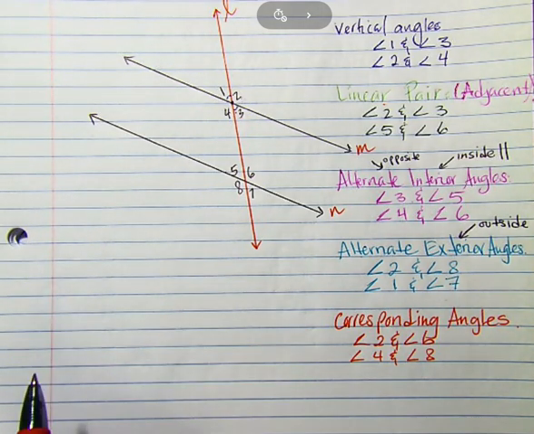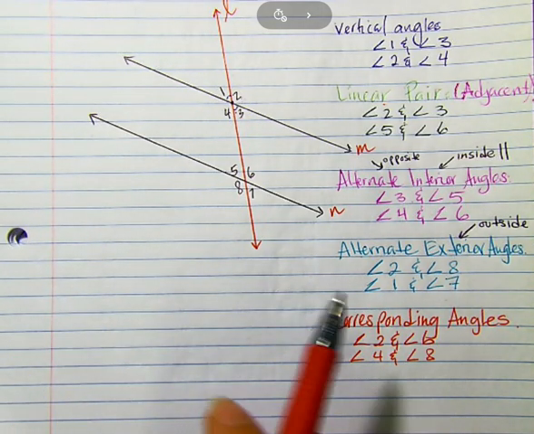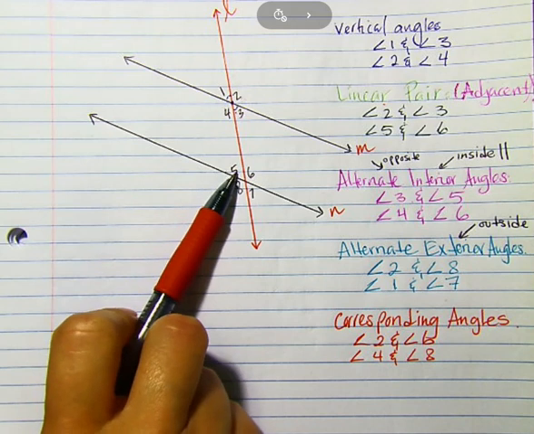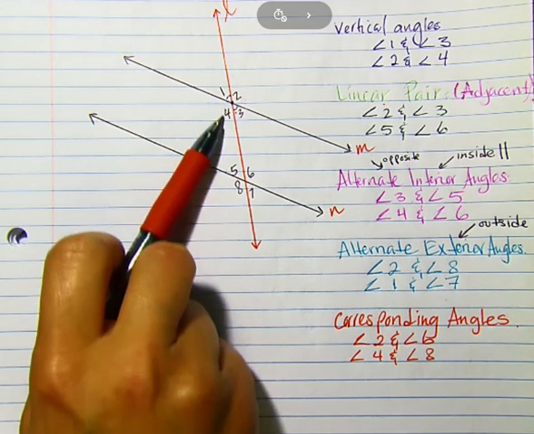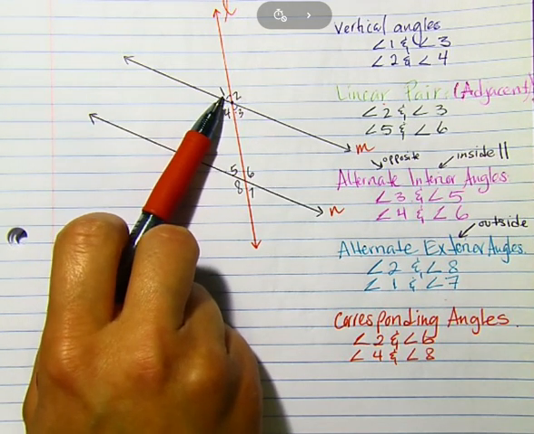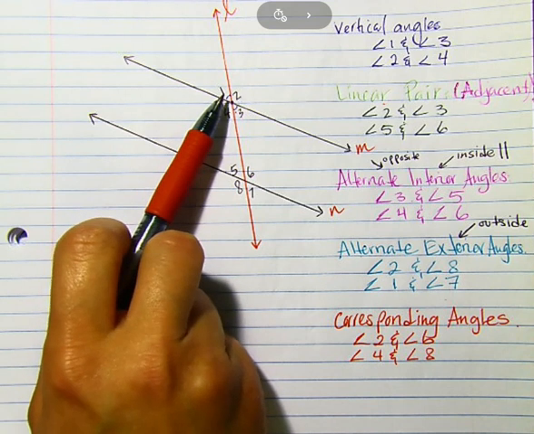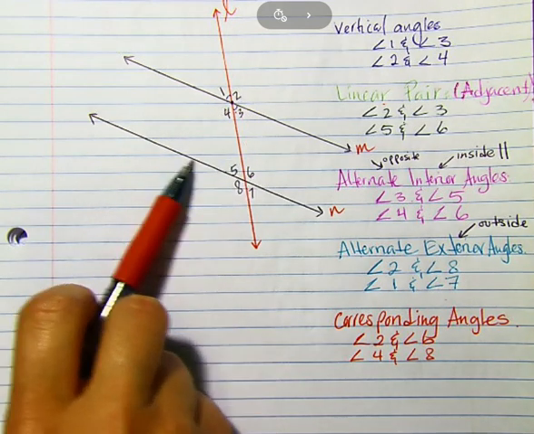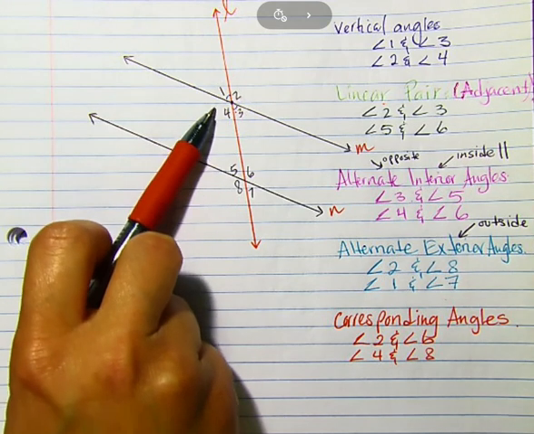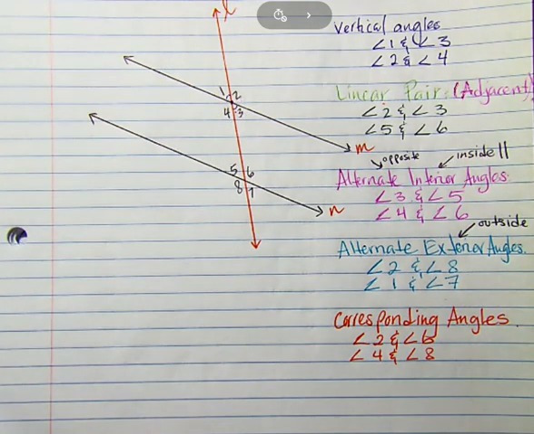An easy way for me to remember is if I were to slide one angle into the other one's direction, they will give me a perfect overlap. So if I were to take angle 5 and slide it along the transversal, it will overlap angle 1.